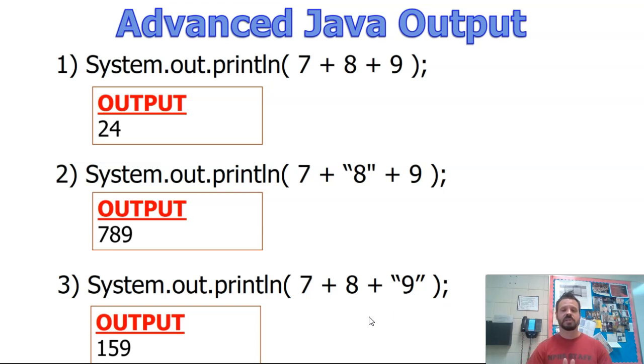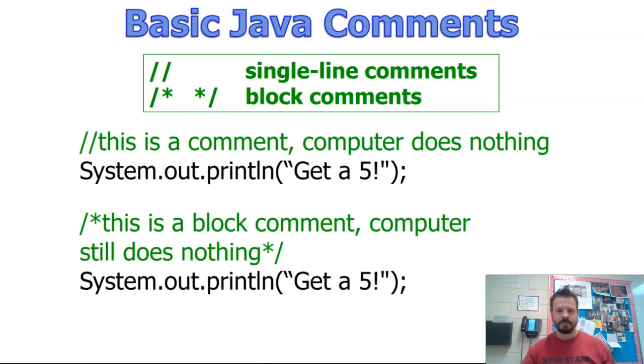So essentially what you're seeing here is that Java's going to do the actual math until it hits a string, and then from there on out, it's just going to do concatenation, kind of adding those numbers to the string. Again, a little bit tricky. We've got a few different examples. They're going to help you really see what's going on with those.